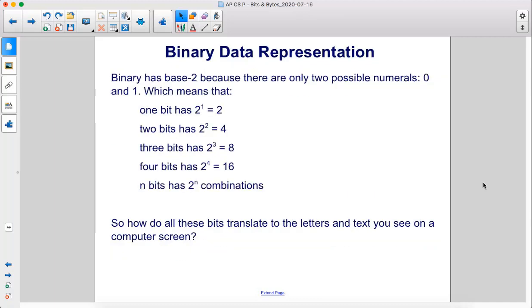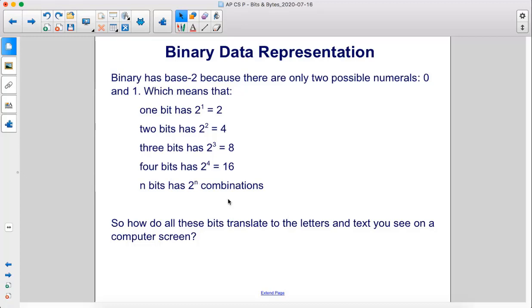Binary has base 2 because there are only 2 possible numerals, 0 and 1, which means that 1 bit has 2 to the first power, which equals 2. 2 bits has 2 squared, which is 4. 3 bits has 8. 4 bits has 16. N bits has 2 to the nth power combinations.